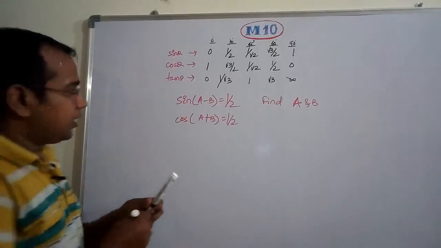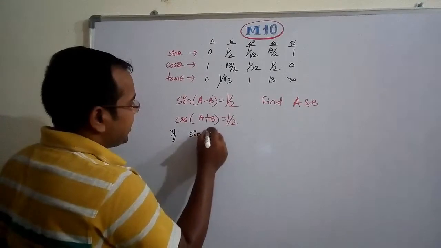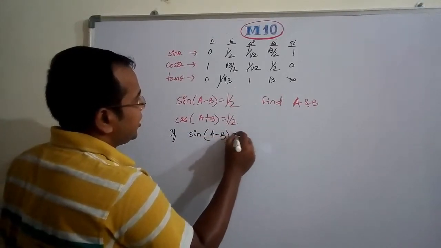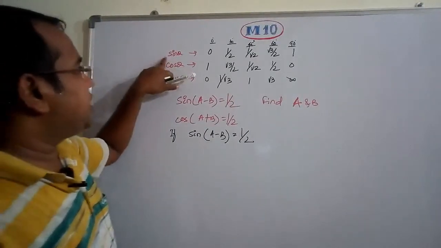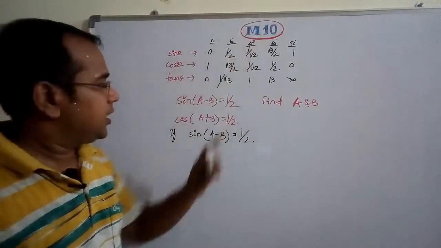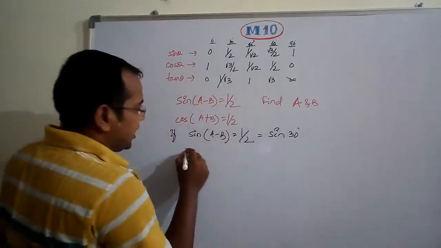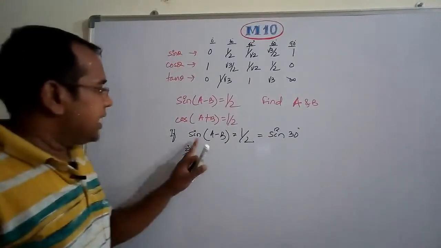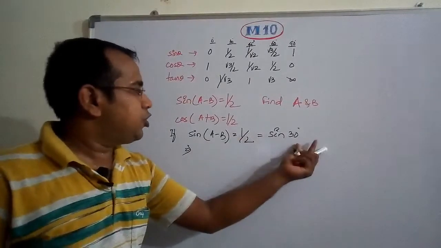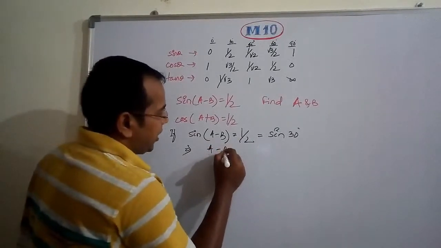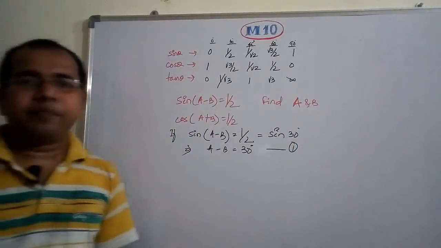Now see, if sine A minus B equals 1 by 2, okay, for which value of sine theta you are getting 1 by 2? It is sine 30 degree. So you can write it as sine 30 degree. Now by comparison, what are you getting? Sine A minus B equals sine 30. That means this A minus B is equal to 30 degree. So you are getting A minus B equals 30 degree. This is equation 1. Okay.